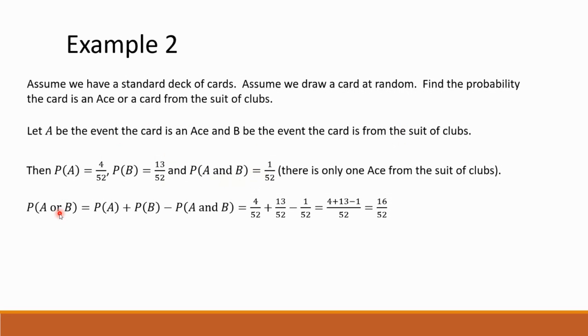Because of that, the probability of A or B, using this formula, is 4 out of 52 plus 13 out of 52 minus 1 out of 52. These are not mutually exclusive. Remember, when you add or subtract fractions, you need a common denominator. We have that already, so you only add or subtract numerators. And we get 16 out of 52.